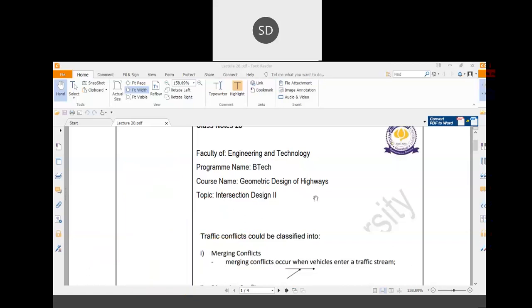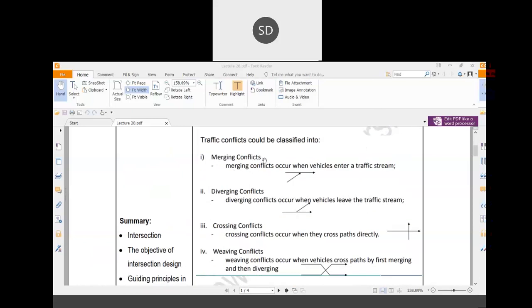Now, in this regard, there are different conflict points. The first conflict point is your merging conflict point, where one stream of traffic will merge with another stream. Here the angle formed by the two traffic streams would be minimum, so this type of merging conflict point is basically a minor conflict point. Then again, for the diverging conflict point, here also your angle is much smaller, so this type of conflict point is also a minor conflict point.